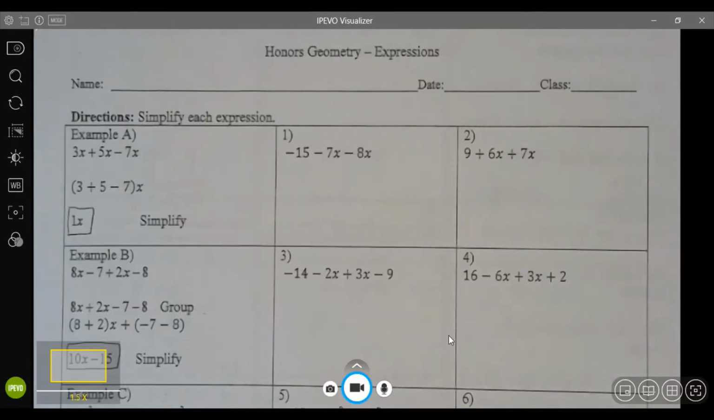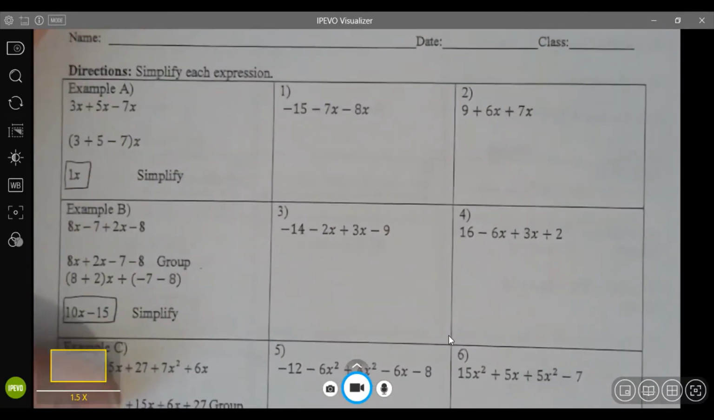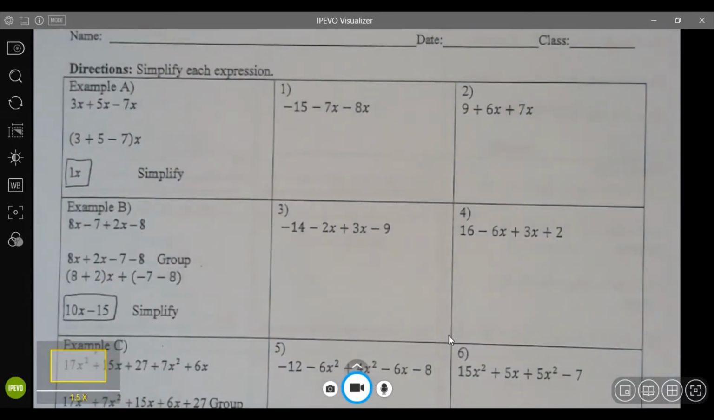I wanted to go over some of the problems in this packet with you, just so you had a bit of a resource to fall back on, in case you forgot some of these skills. In particular, I want to review with you simplifying expressions. So, in example one, it says -15 minus 7x minus 8x.